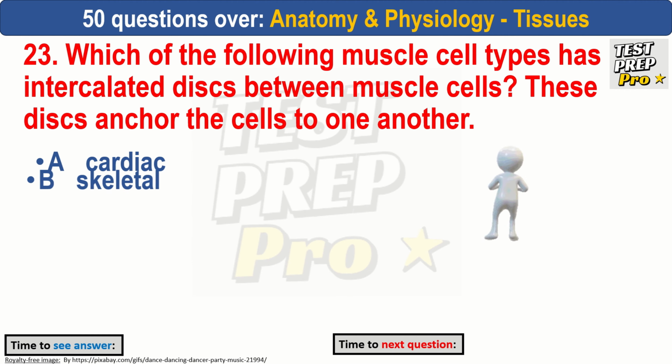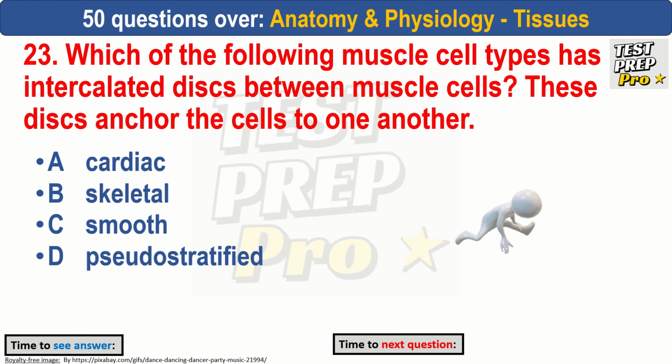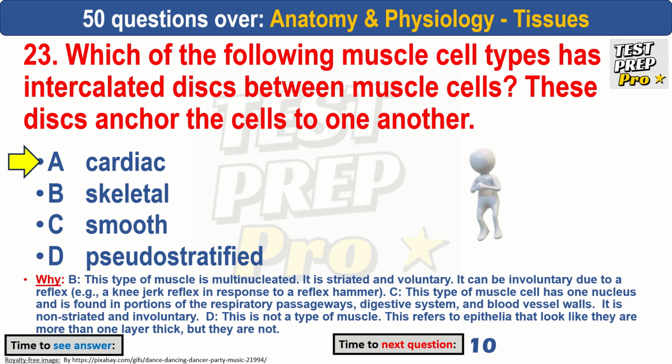Which of the following muscle cell types has intercalated discs between muscle cells? These discs help to anchor the cells to one another. Is it cardiac, skeletal, smooth, or pseudostratified? The answer is cardiac muscle. Skeletal muscle is just, again, your muscles that you contract, like your biceps, hamstrings, quadriceps, those muscles.